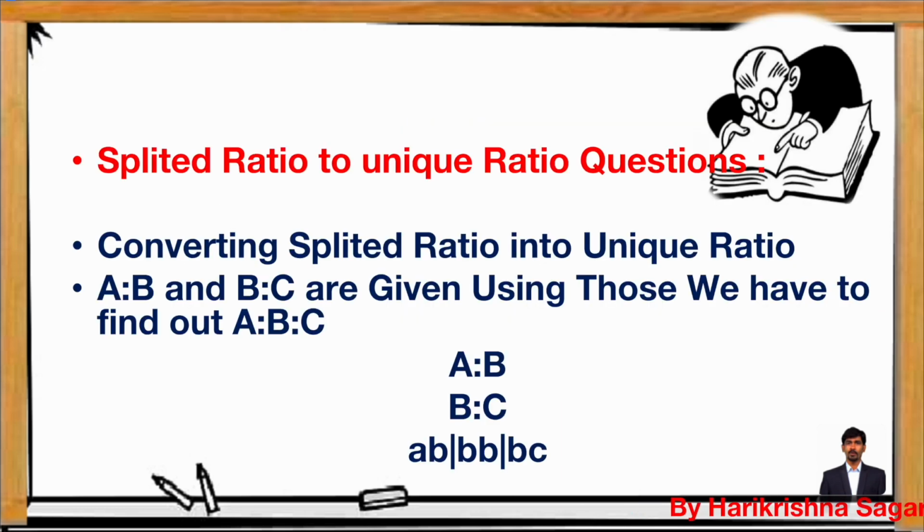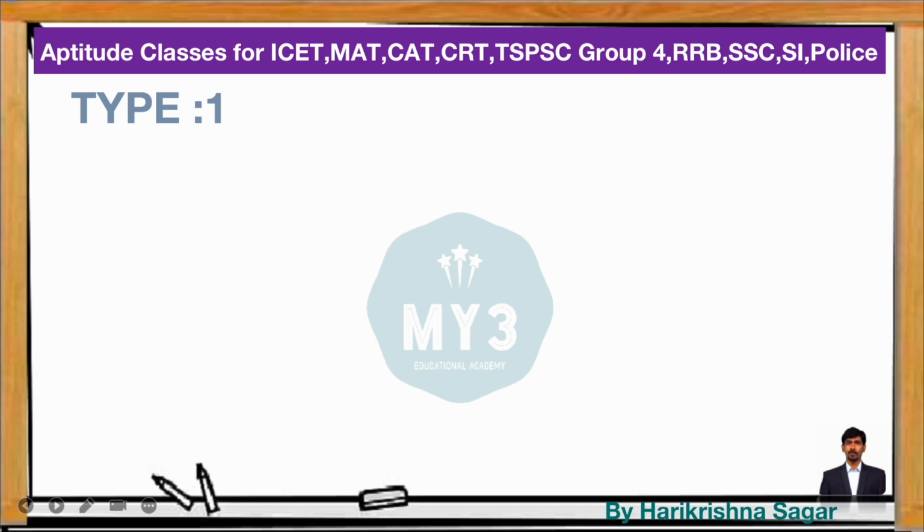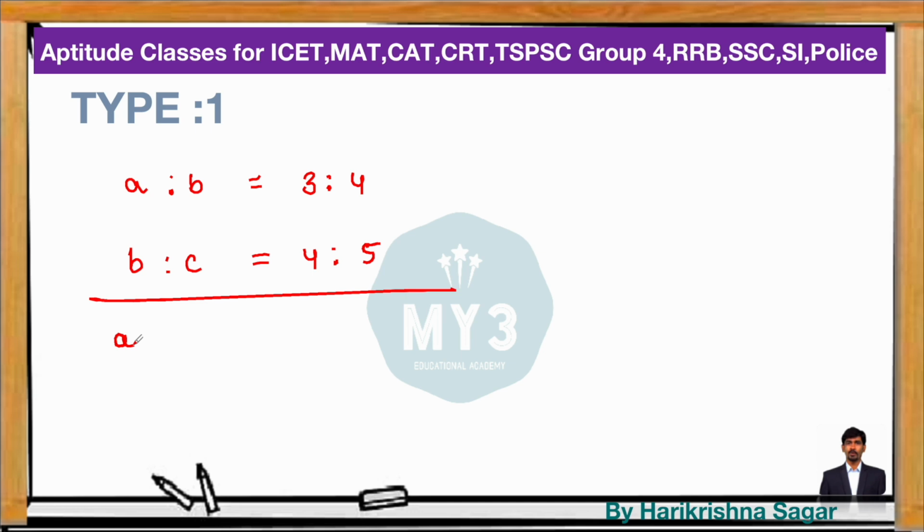The trick is related to converting the splitted ratio into unique ratio. What is the meaning of unique ratio and splitted ratio? You will understand here. Let me take a simple example. We have a question like this: A is to B is equal to 3 is to 4 and B is to C is equal to 4 is to 5. Then what is the ratio of A is to B is to C? This is what I am calling the splitted ratio and this is what I am calling the unique ratio. So we have to know the trick of converting the splitted ratio into unique ratio.